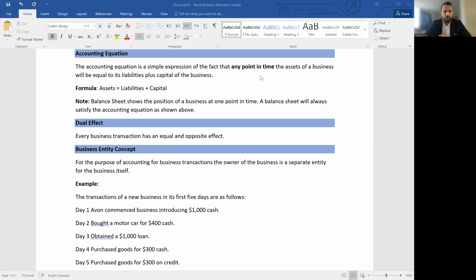Welcome to the first topic of chapter number 3, which is accounting equation. So let's start and know, and then later on we will do the example of this topic one by one. Let's start. What is accounting equation?